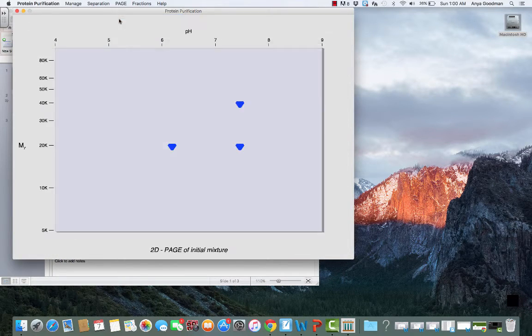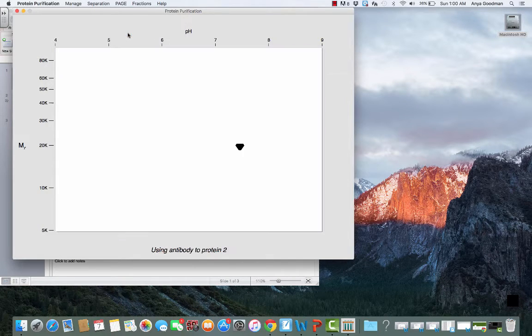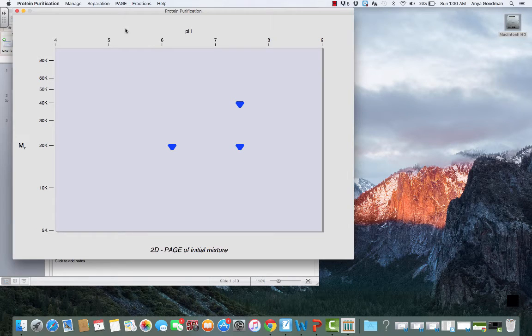And let's go straight to 2D page. We know this is protein 1. We need to know which protein here is protein 2 because that's the one we can purify. Right? Immunoblot is going to tell us. Oh, there it is. All right, so we need to separate this protein from two contaminants. One has similar pI, the other has similar size.